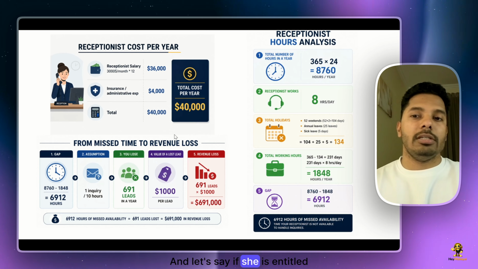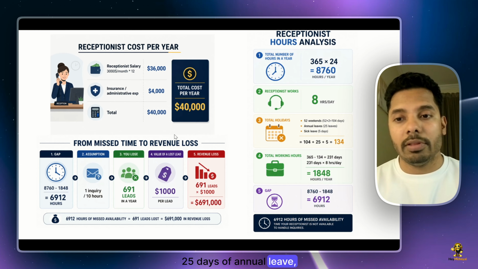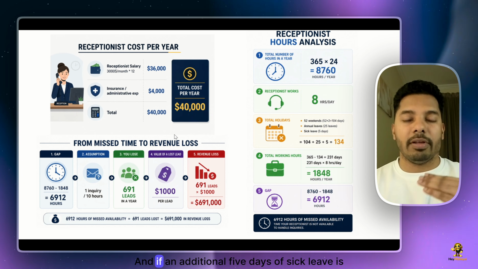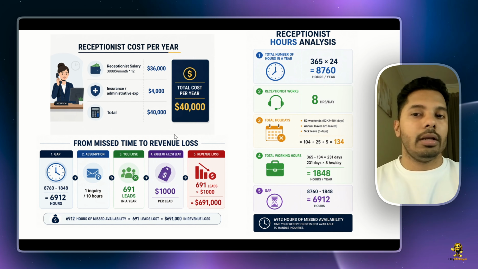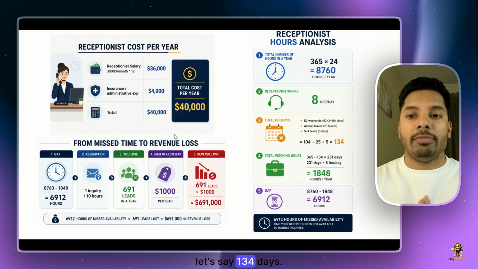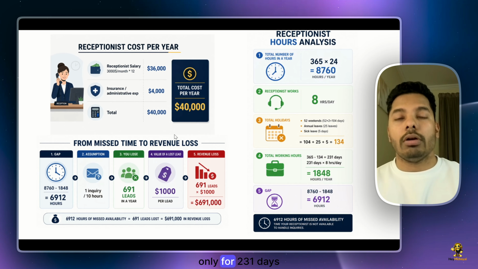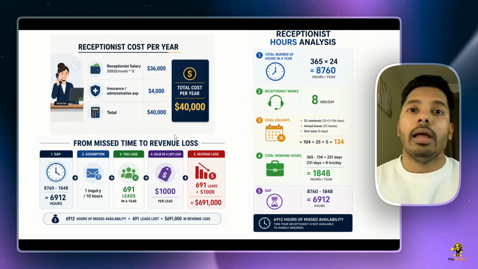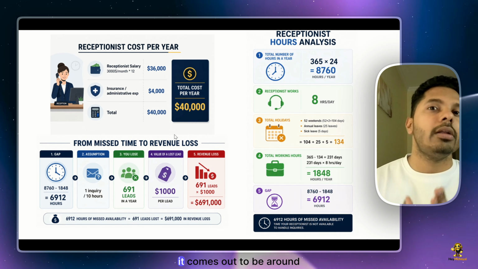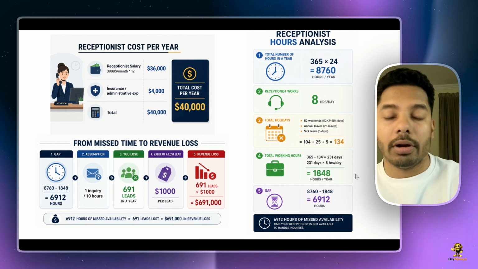And let's say if she is entitled to 25 days of annual leave, then it comes out to be 104 plus 25. And if an additional 5 days of sick leave is taken, it comes out to be 104 plus 25 plus 5 equals, let's say, 134 days. In a year, she is working only for 231 days and 8 hours every day. So when we multiply both of these, it comes out to be around 1,848 hours in a year, right?